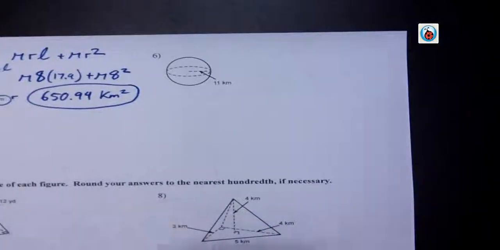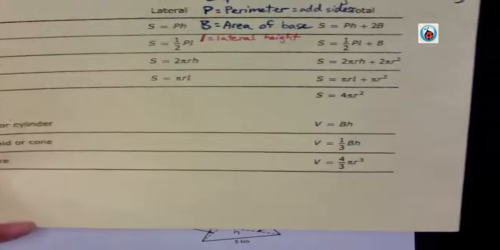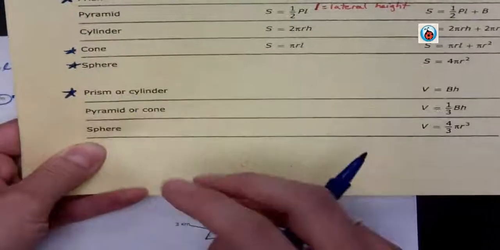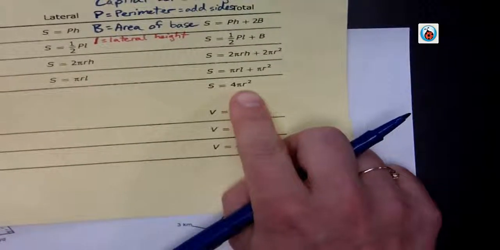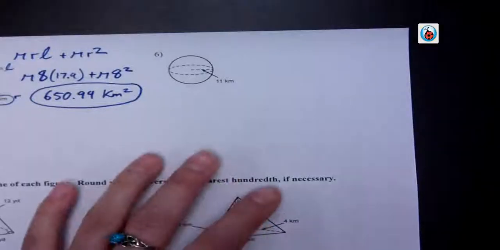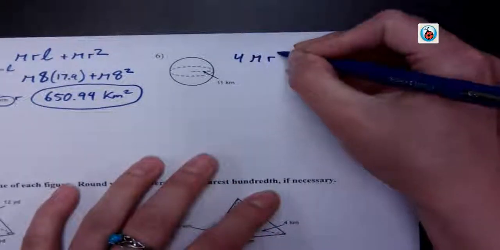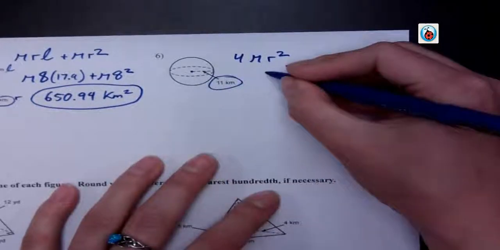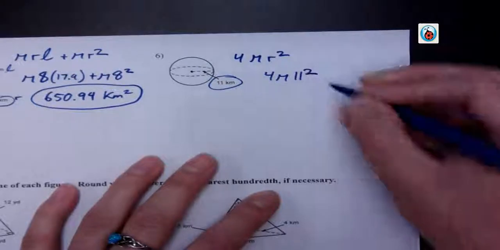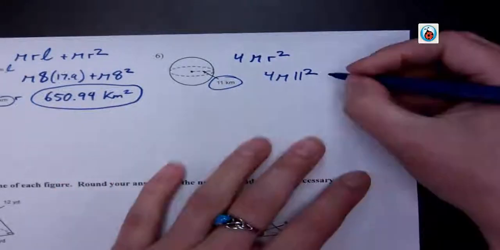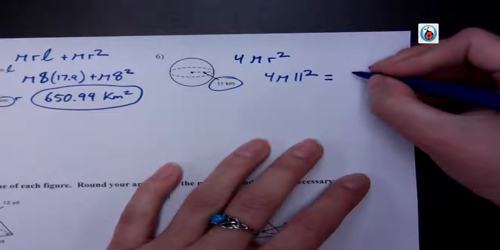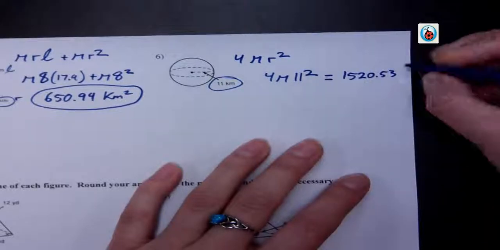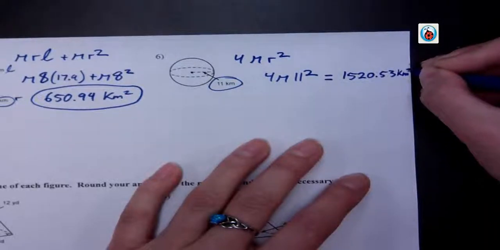Alright, sphere is also easy. It's another formula, and you will have all these formulas on any test or quiz you do. You just have to make sure you know how to plug in the formulas. So sphere is just 4 pi radius squared. So all I need is that radius, which they gave me. It goes from the center to the edge. And so 4 pi 11 squared. When you type that into your calculator, it gives you 1520.53, and we're dealing with kilometers.